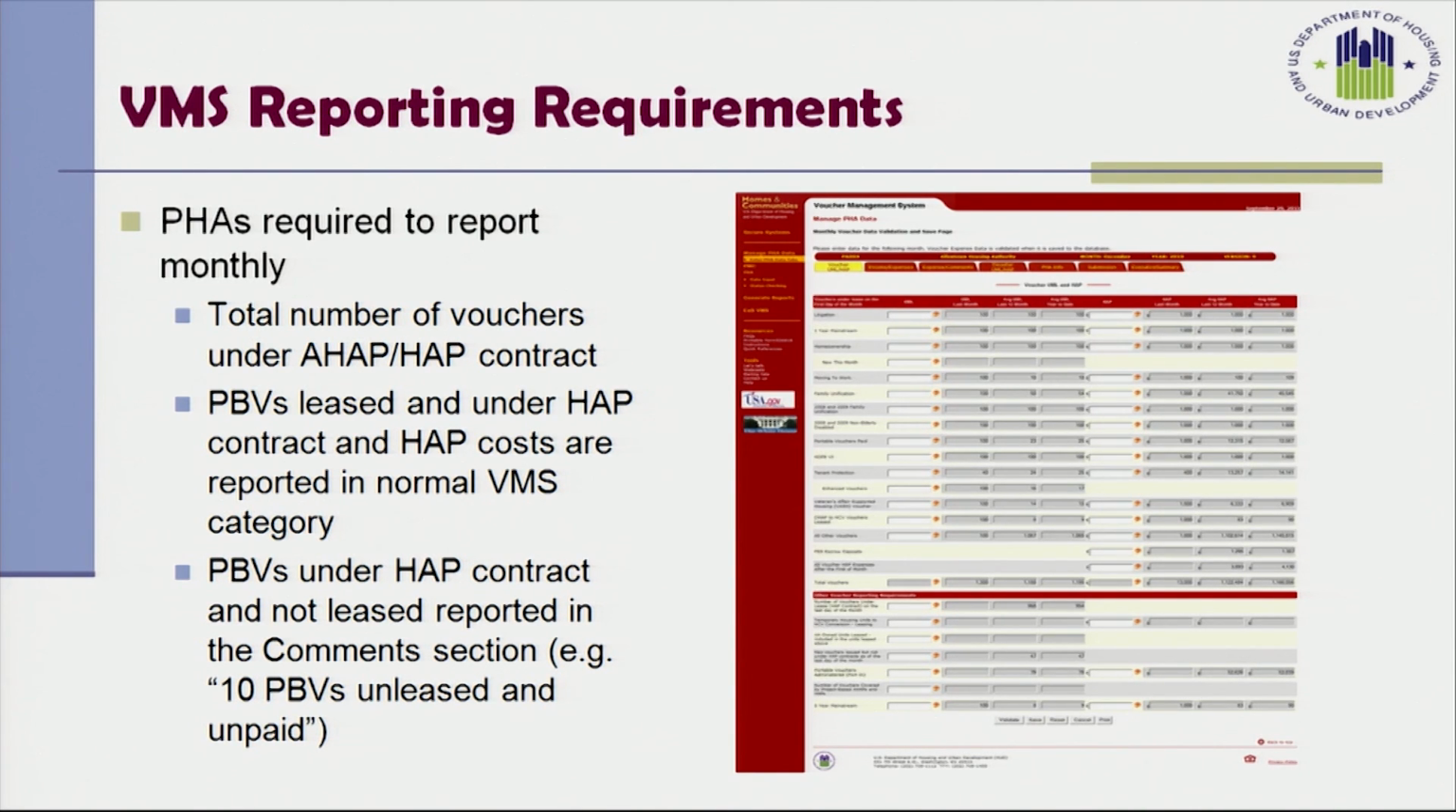VMS reporting requirements. PHAs are required to report monthly the total number of vouchers under an AHAP or HAP contract, the number of PBVs leased and under a HAP contract, and HAP contract costs that are reported in normal VMS category. PBVs under the HAP contract and not leased are reported in the comments section. These are to get credit for these units being in the HAP contract so that the PHA can receive administrative fees.